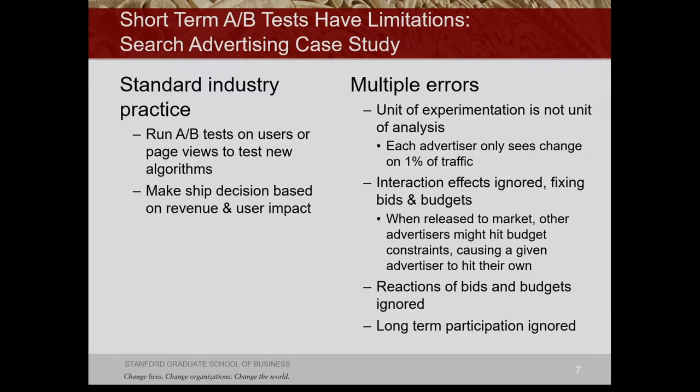So there are multiple errors in this if you're thinking about the revenue number in particular. The unit of experimentation is not the unit of analysis. So if I'm experimenting on users, any particular seller on eBay or seller on Amazon or advertiser on Google will see only 1% or 0.5% of their traffic in the experiment. So if I'm an advertiser advertising on auto insurance, and in 1% of my traffic I'm getting some ads put up on toothpaste, I'm not really going to notice that.